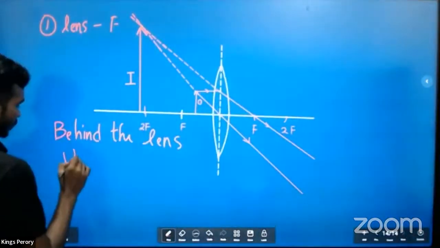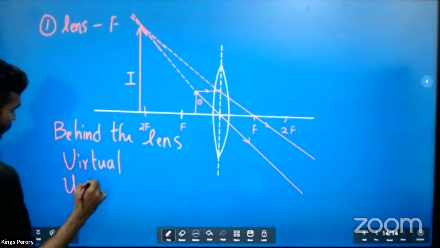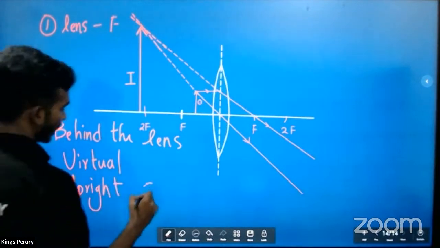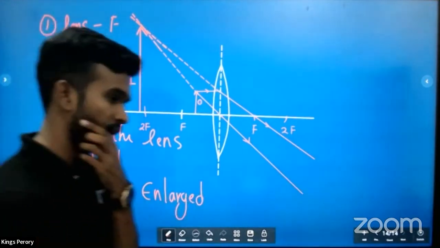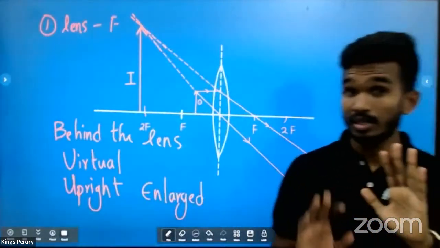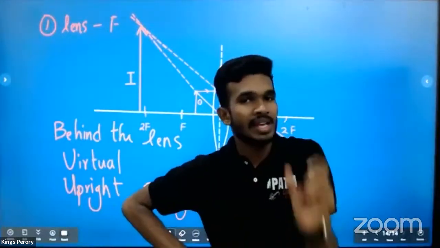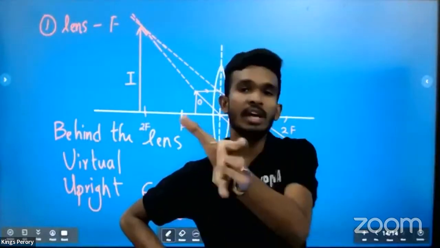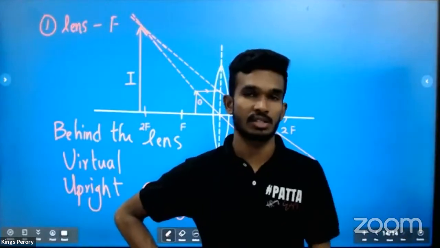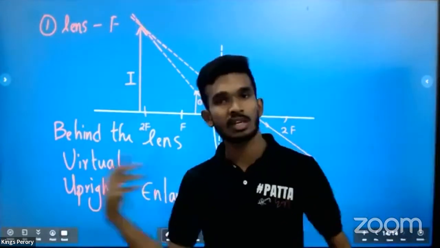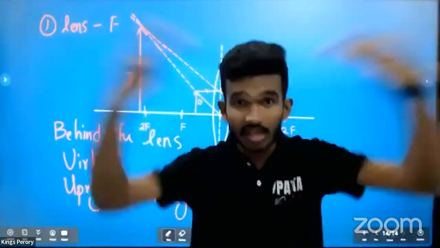Image, virtual. Guaranteed upright. And guaranteed enlarged. But that's not the definition for virtual image. What does virtual image mean? Images that cannot be taken to a screen are virtual images. Images that can be taken to a screen are real images. Looking at this, you can't find out where the screen is. Using the definition, you can't tell whether it is real or virtual in a real situation.